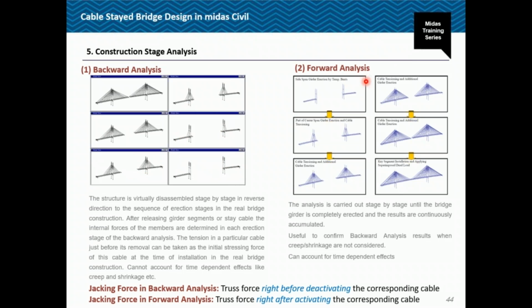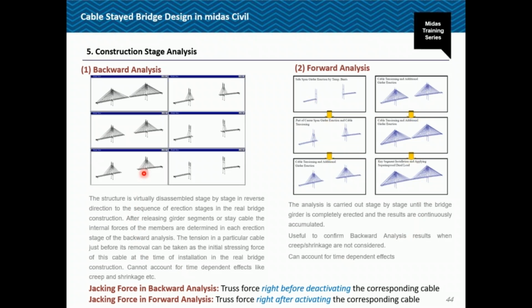And forward construction stage analysis would be the reverse of backward. This reflects the real construction sequence. First the pylons would be erected and then the deck would be erected in a sequence, and then it would be pre-tensioned. So it goes in this fashion.